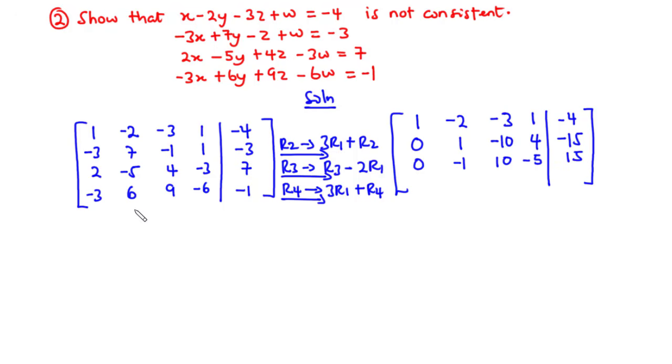Now to row 4. 3 times 1 is 3, plus negative 3 is 0. 3 times negative 2 is negative 6, plus 6 is 0. 3 times negative 3 is negative 9, plus 9 is 0. 3 times 1 is 3, plus negative 6 becomes 3 minus 6, and that is negative 3. 3 times negative 4 is negative 12, minus 1, negative 13.